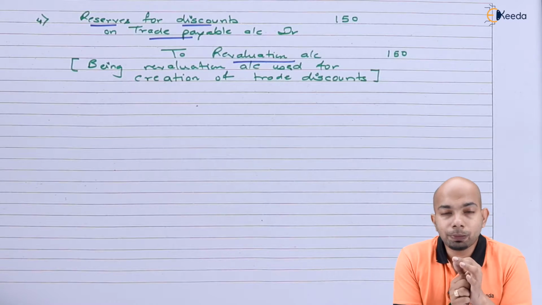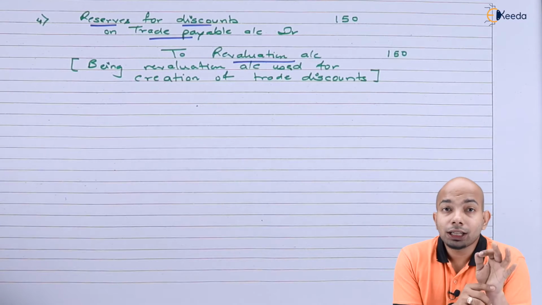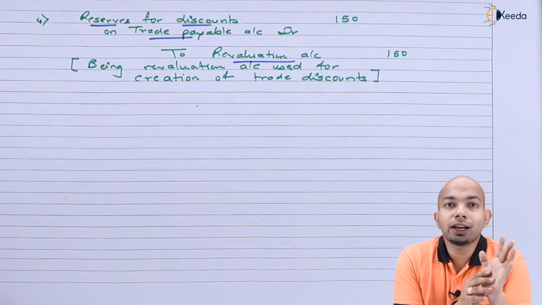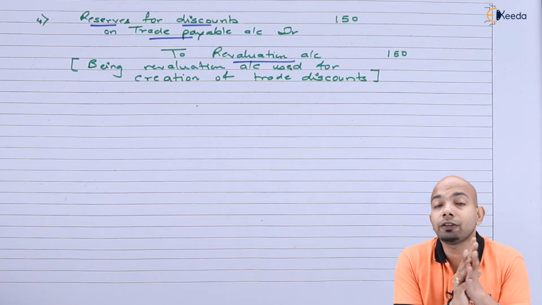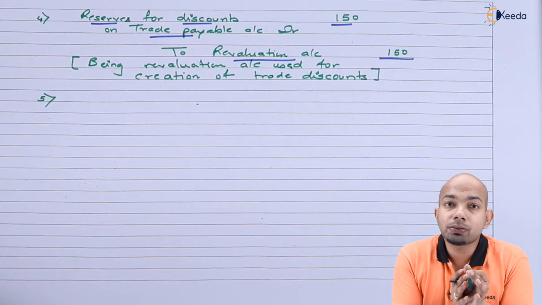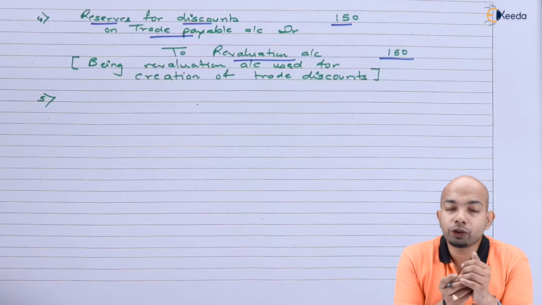So the entry that will be passed here is reserves for trade discounts to revaluation account 150 rupees. Now once this is done, you need to figure out that there are no other changes required in terms of the revaluation account.